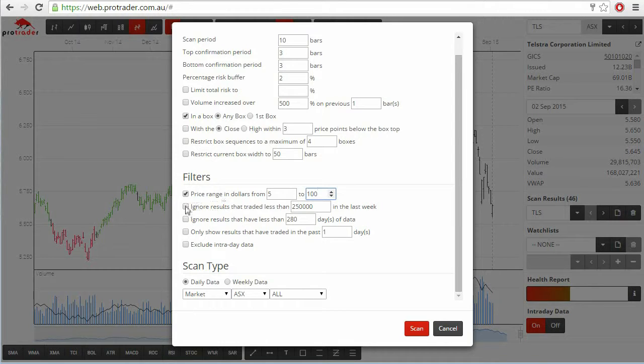You can ignore results that have traded less than a certain amount in the last week so that you know there's some liquidity, and you can also ignore results that have less than a certain amount of data if you aren't interested in looking at new floats. You can also run all of the scans on daily or weekly data.